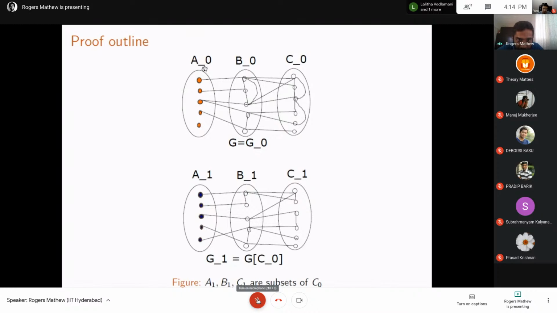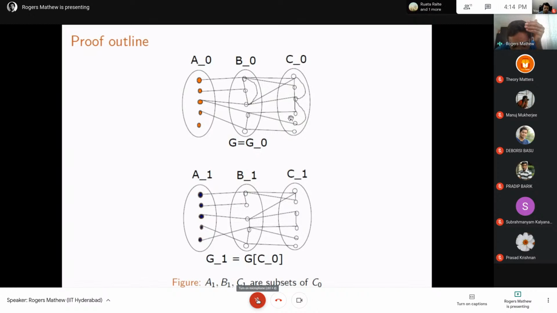And so A0, all the vertices were given an orange color. A1, I'm going to give a new color, let's say blue, to all these vertices. That would mean A1 and B1 are taken care of. But remember, this A1, B1 are basically subsets of your C0, right? They are taken care of. Now you have this C1 left, which needs to be taken care of. But you repeat the same procedure.